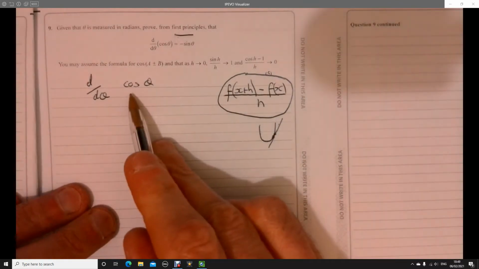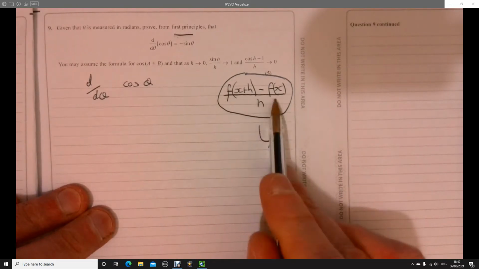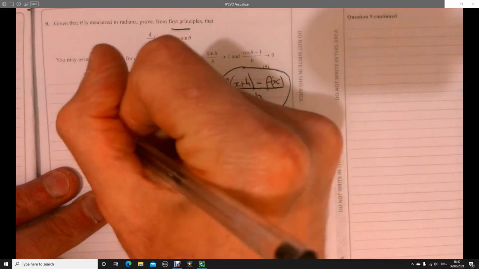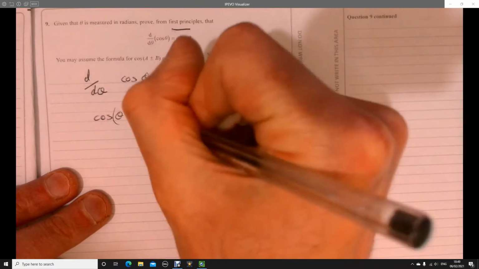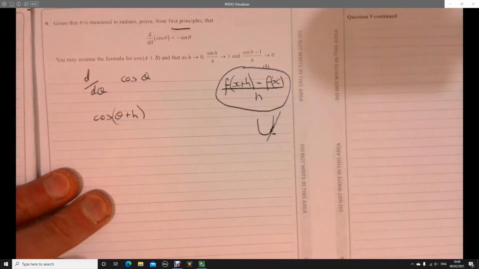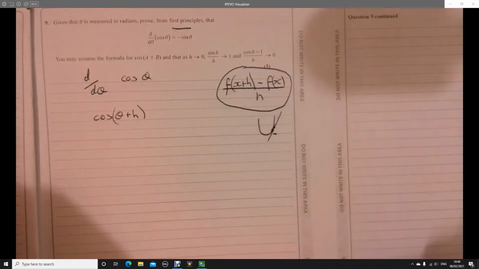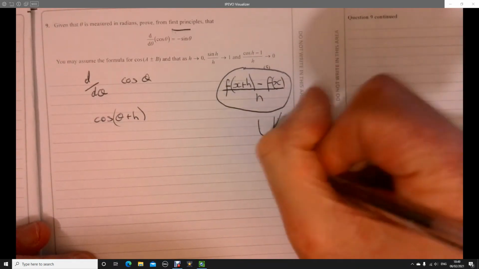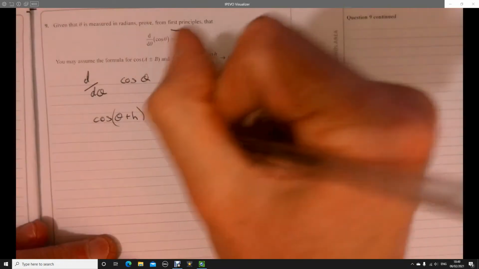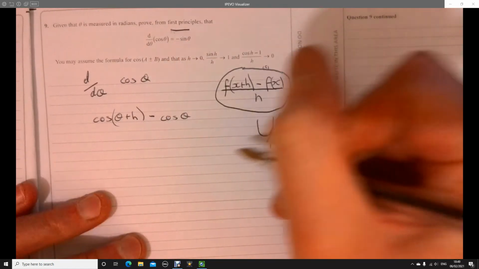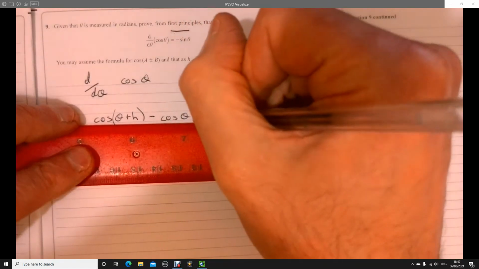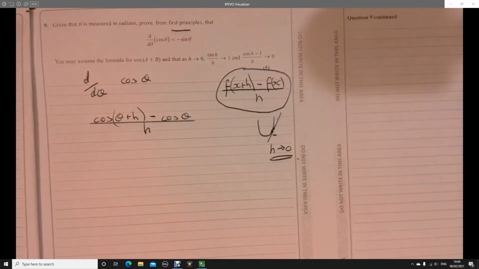Now, we're looking at this just here. So let's feed this in to what we've got. What's that going to give us? We're going to have cos of theta plus h. So that's like that little distance there. Now obviously, h should be approaching 0. So we've got that, and we're going to take away cos theta. I'm just following this over here, and divide by h. Right, so working from there.